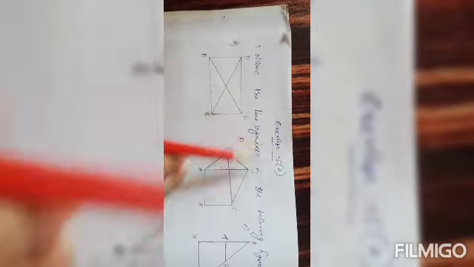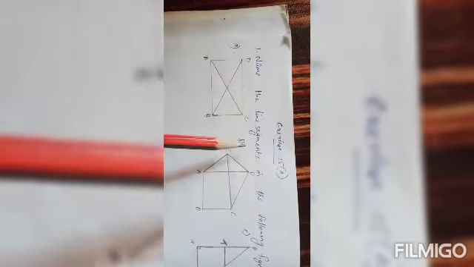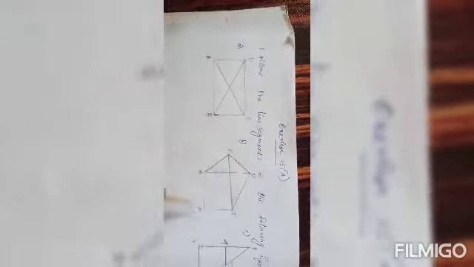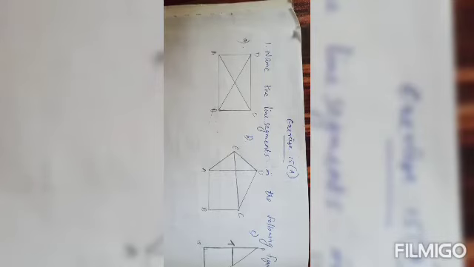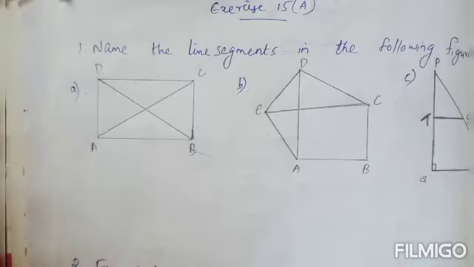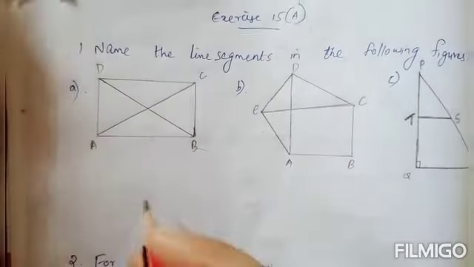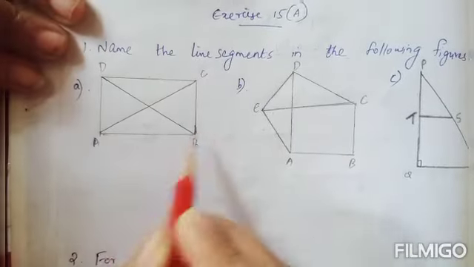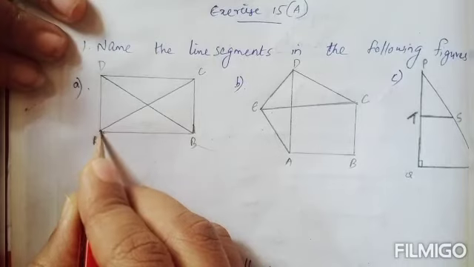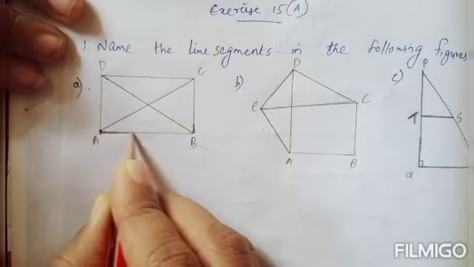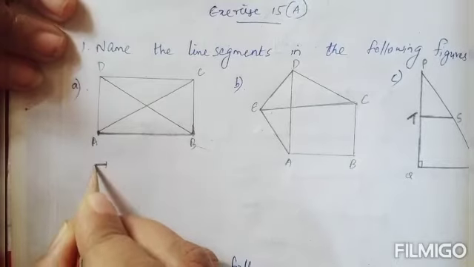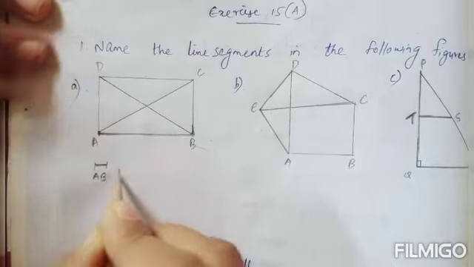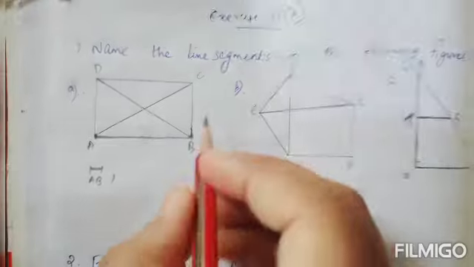So exercise 15A, first question: name the line segments in the following figure. So here 3 figures are given. You have to name the line segments, which all are line segments in this. In the first diagram, you can see AB. This AB is one line segment. This is one end point and this is another end point. So line segment AB. One line segment you got.